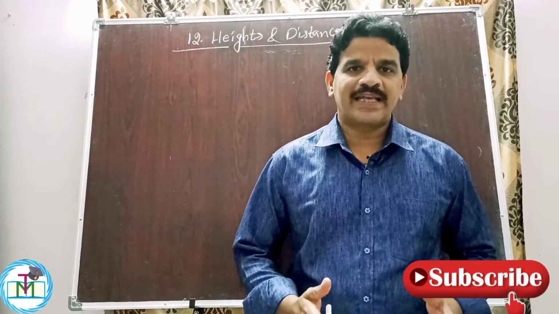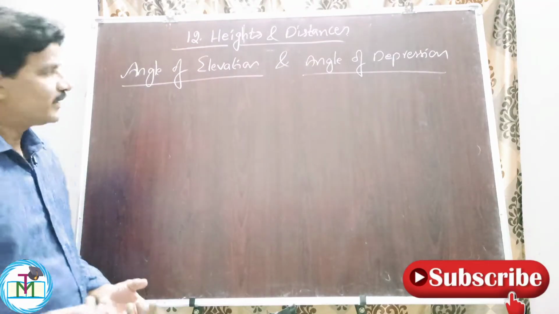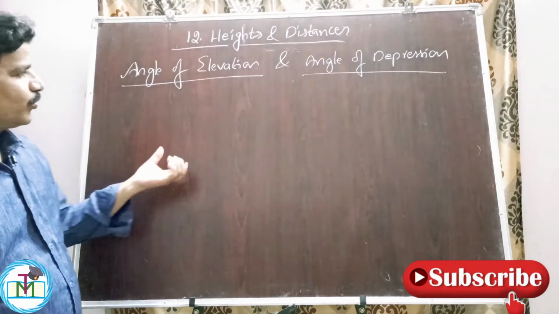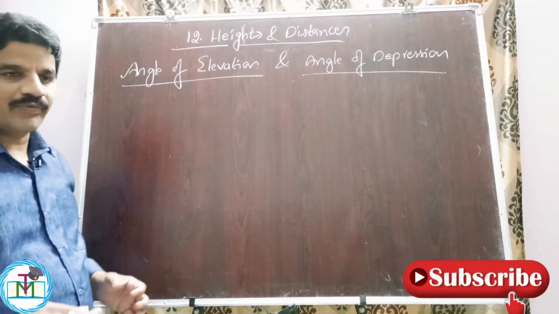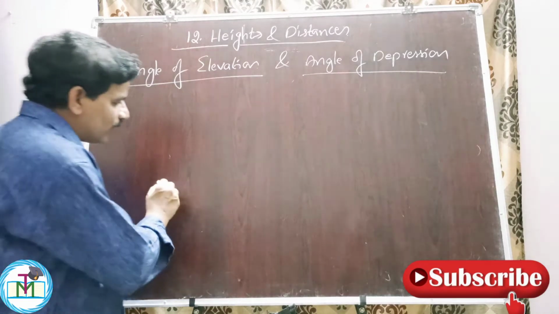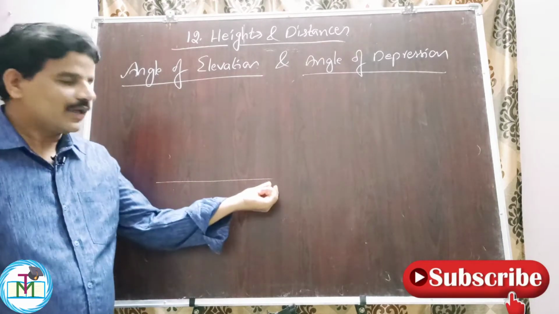Let us see what is angle of elevation and what is angle of depression. So the two important terms are angle of elevation and angle of depression. To define these two, first we have to define the horizontal line. Horizontal line means a line parallel to earth from the observation point to the line of the object.